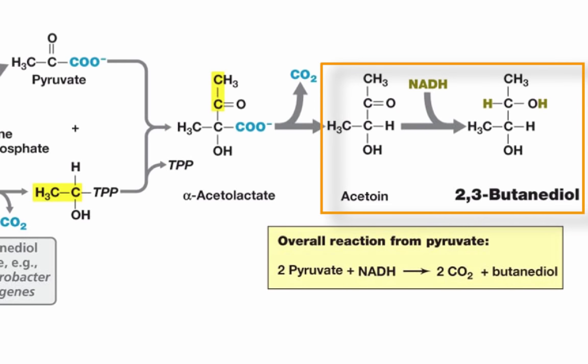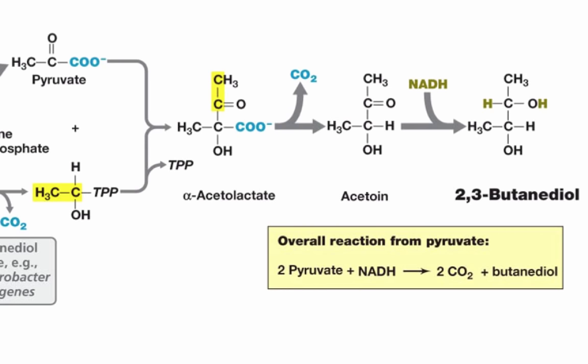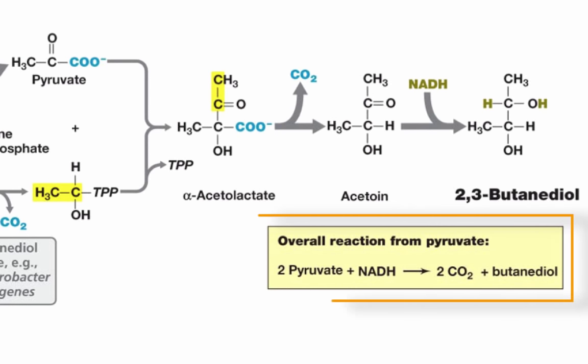You can then have a decarboxylation of alpha-acetolactate, there goes the CO2, and you can generate the intermediate acetoin. Now, NADH is going to be donating electrons to form 2,3-butanediol. So here is where the CO2 molecules are going to be coming from. So the overall reaction from pyruvate is that for 2 pyruvate molecules and 1 NADH, you're going to generate 2 CO2 molecules and 1 butanediol.